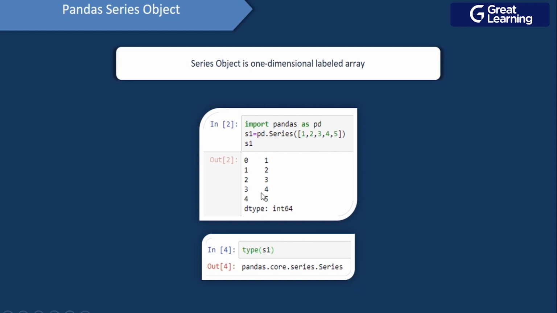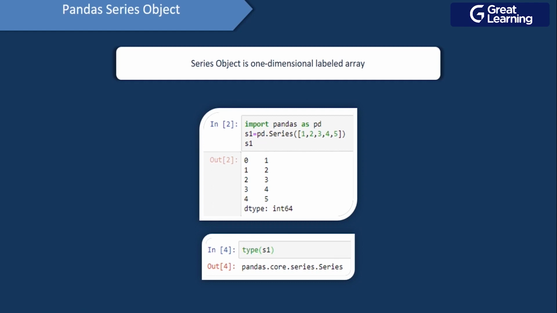And when I print it out, I get this series object. So when I check the type of this, type of S1, this gives me pandas.core.series.Series. Now over here, you'd have to keep in mind that the S is capital. So if you give a small s, you will get an error.